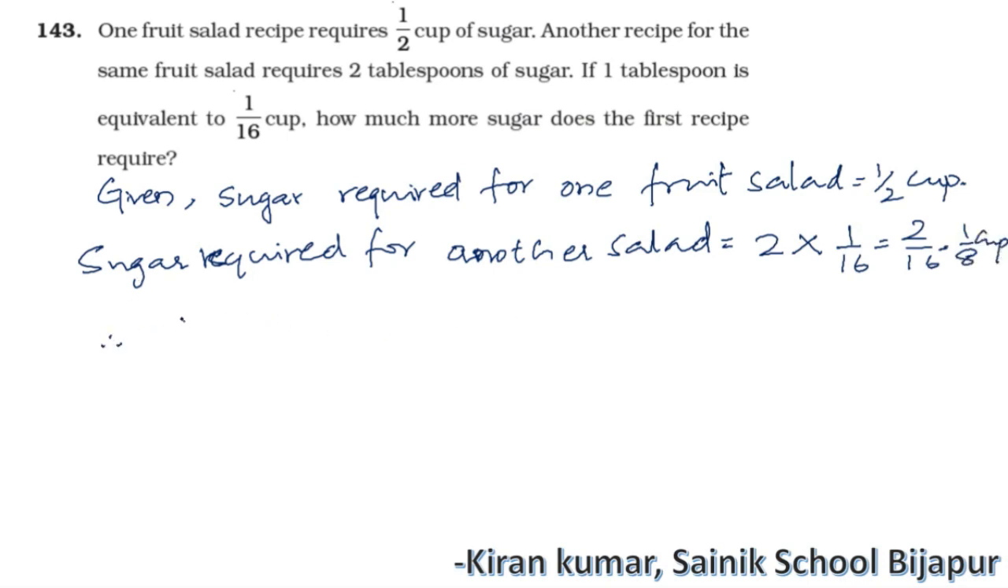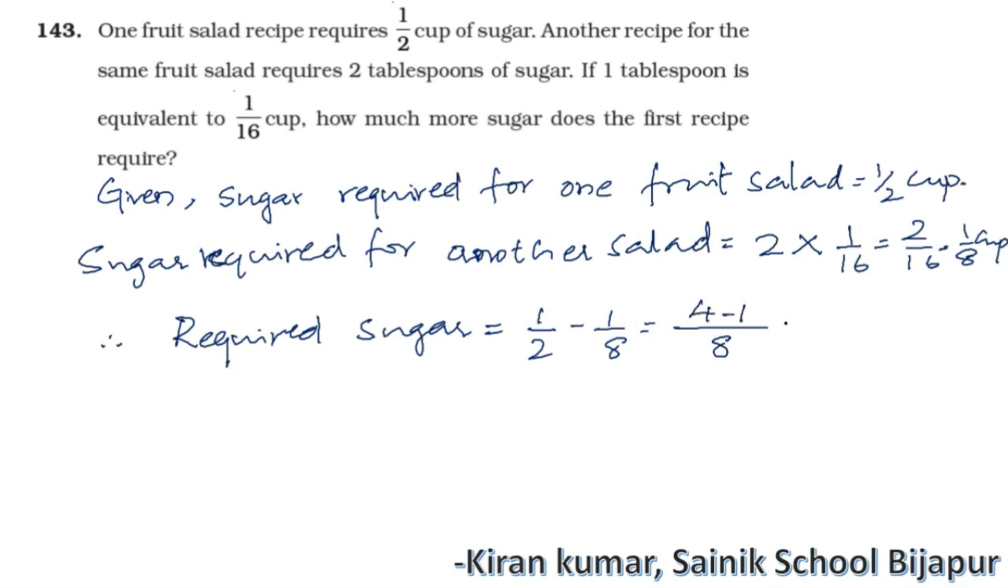Therefore, required sugar will be equal to 1 by 2 minus 1 by 8. The LCM here is 8. If 8 is the LCM, we have 4 minus 1, which is 3 by 8 cup.